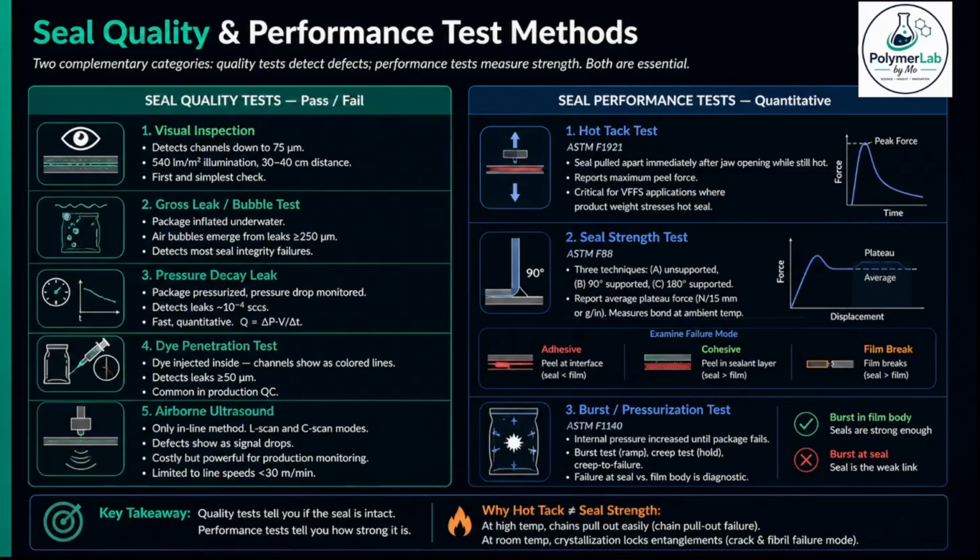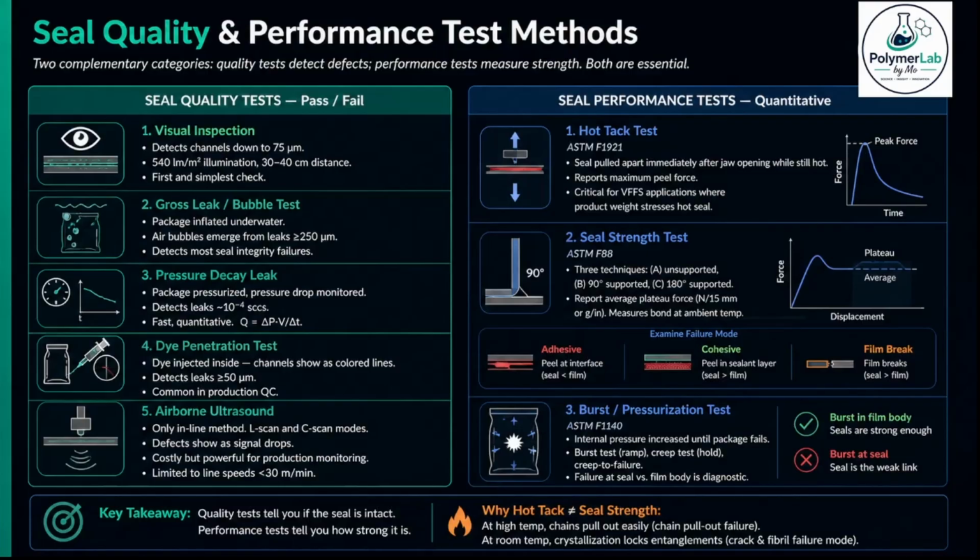Note: examine the failure mode as carefully as the number. Adhesive peeling at the interface means the seal is weaker than the film. Cohesive peeling through the sealant layer means the seal is stronger. This is what you want for lock seals. Film breakage means the seal is stronger than the film itself.